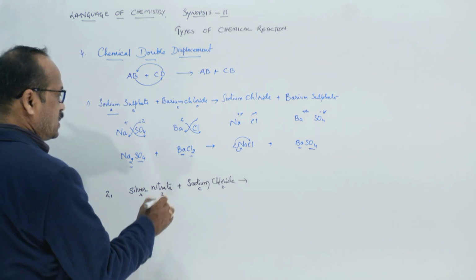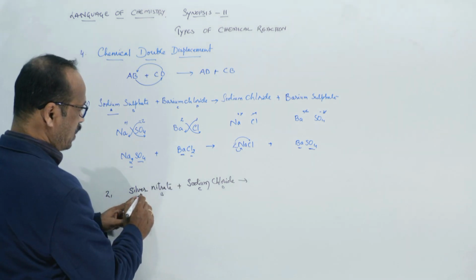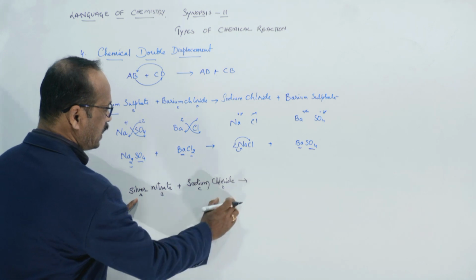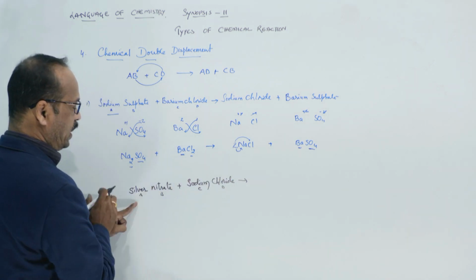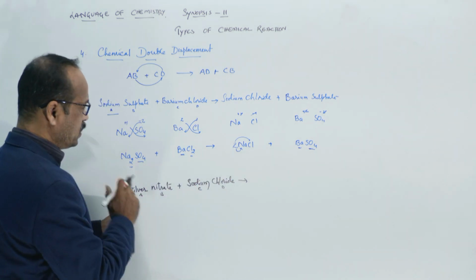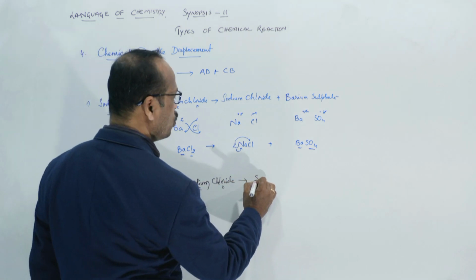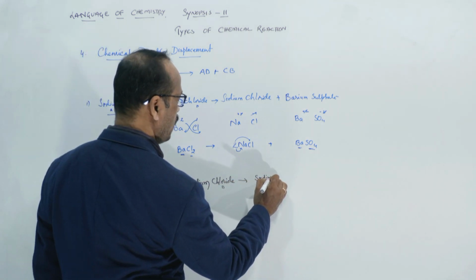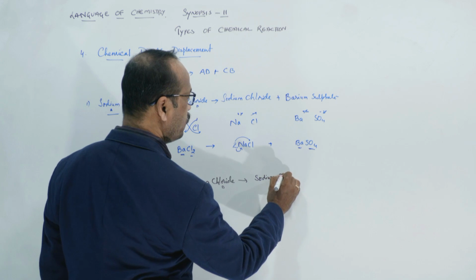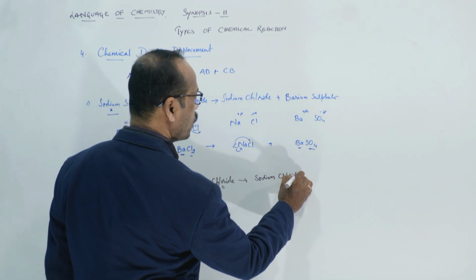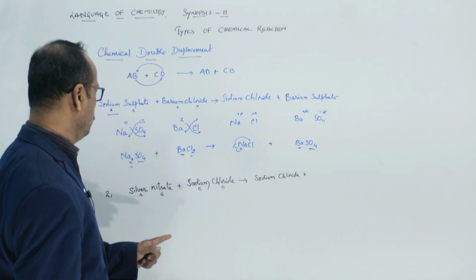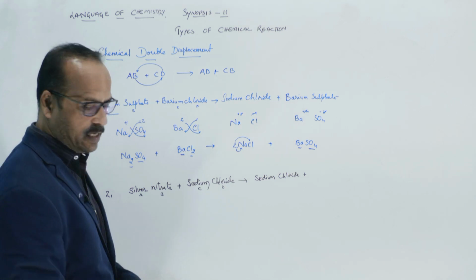So now what happens? The products, what will form here? Silver remains the same, but it gives the nitrate there, it takes the chloride here. Okay, exchange is taking place. So this becomes what now? Sodium chloride. Okay, what is another product now? Sorry, silver chloride, students.